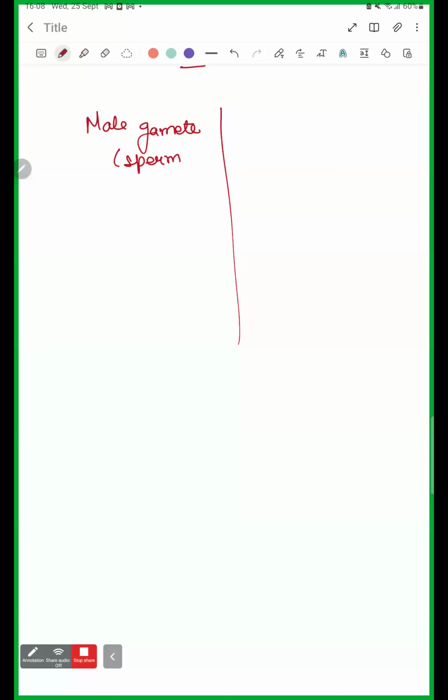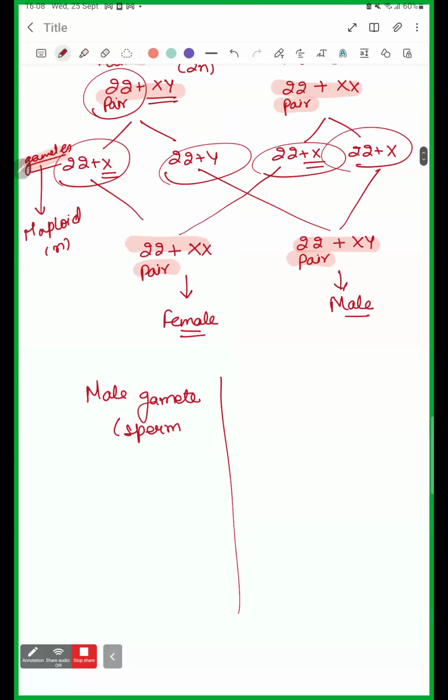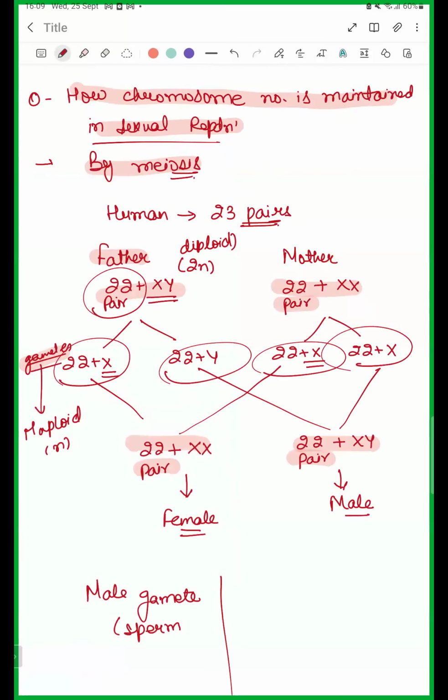Okay, let's revise. Sexual reproduction in human beings comprises basically how fertilization takes place. We'll be studying first of all how chromosome number is retained, that is by the process of meiosis. Human beings have 23 pairs of chromosomes. Father has 22 pairs plus XY, it's heterogametic. And mother will contribute 22 pairs and XX chromosomes. This is homogametic. Homogametic means they have the perfect pair, the XX chromosomes, that's a perfect pair.